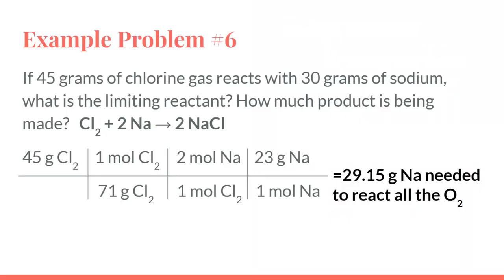So going through the math, you should have found that it is going to take 29.15 grams of sodium to react all of the oxygen. I'm sorry, that should say Cl2, whatever. If you are not understanding the reaction stoich process at this point, please go back to videos 1 and 2 and please review that because I'm going to start running these videos as if we understand the reaction stoich process just to save you a little bit of time. So you should have found that it takes 29.15 grams of sodium to react all of the Cl2. I'm sorry, it says O2, it should be Cl.